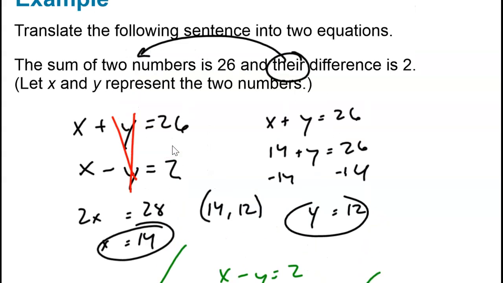Just make sure to take your time, look at what it says, translate the word problem, and then go ahead and solve it. If it doesn't solve correctly, go back and try to figure out what it is, and then fix it.